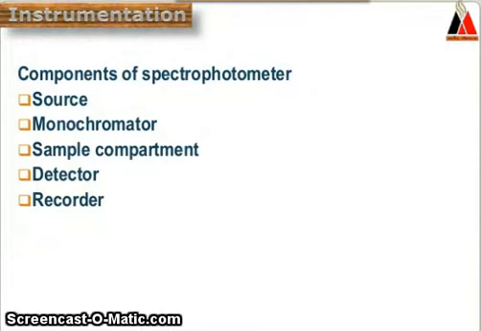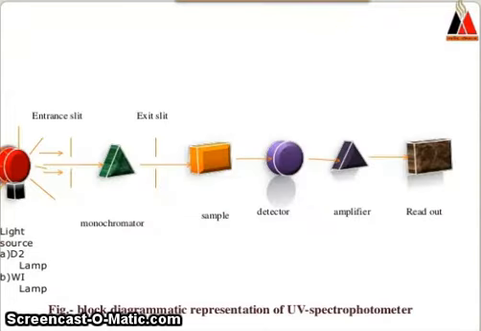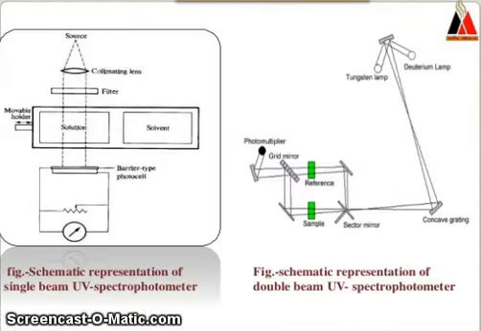Now, components of a spectrophotometer: source, monochromator, sample compartment, detector, recorder. So you can see the radiant source, wavelength selector, sample, solvent, photodetector, readout. Block diagram of instrumentation of UV spectrophotometer: you see the light source, entrance slit, monochromator, exit slit, sample, detector, amplifier, readout. Now you see a schematic representation of a single beam UV visible spectrophotometer and a schematic representation of a double beam UV visible spectrophotometer.